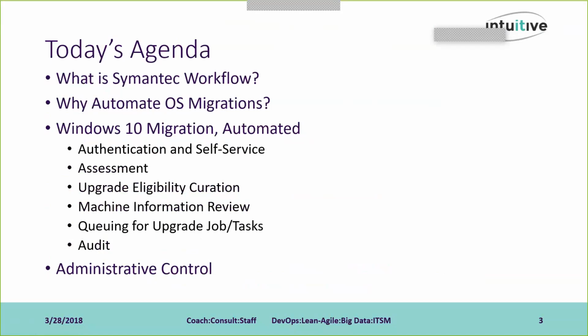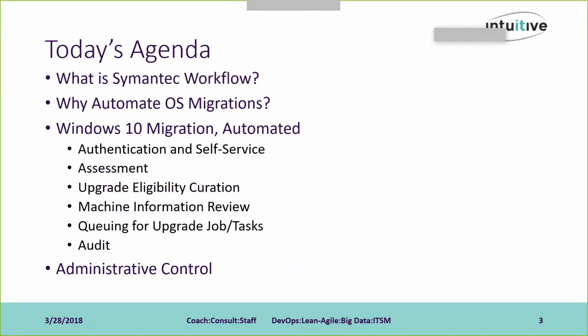Upgrade eligibility curation, which means simply that there is in this customer's environment an ongoing list of machines that need to be upgraded, and we're able to curate those both automatically and from an administration perspective. So we'll go over that in just a bit. Machine information review is basically checks and balances, ensuring that we're selecting the right machine before we click upgrade. Queuing for upgrade jobs and tasks, so we'll show how that integrates with Altiris's jobs and tasks engine.